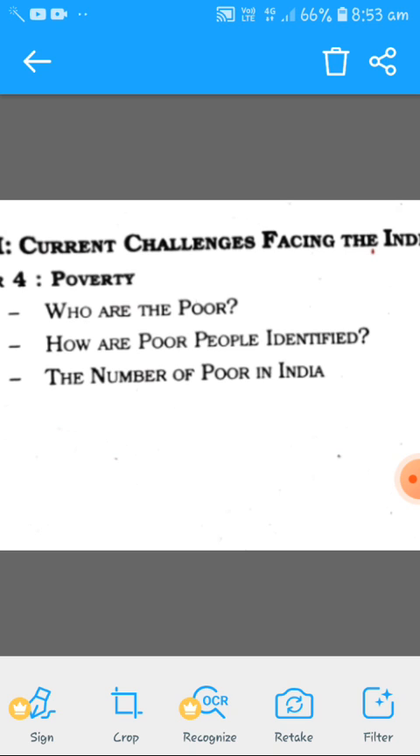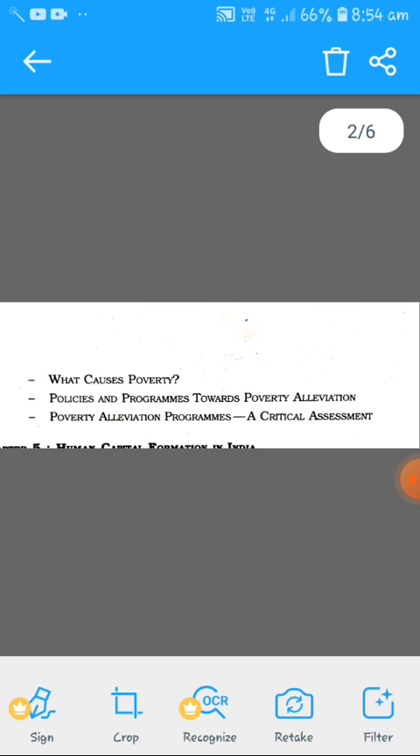The number of poor in India. How many people of India are actually poor? How many people are not poor? What percentage of the population is poor in India? That we are going to see. And what causes poverty? We'll also see the factors behind what causes poverty.